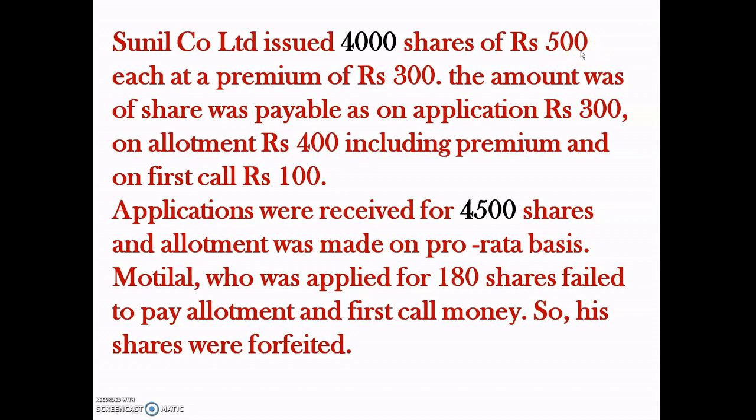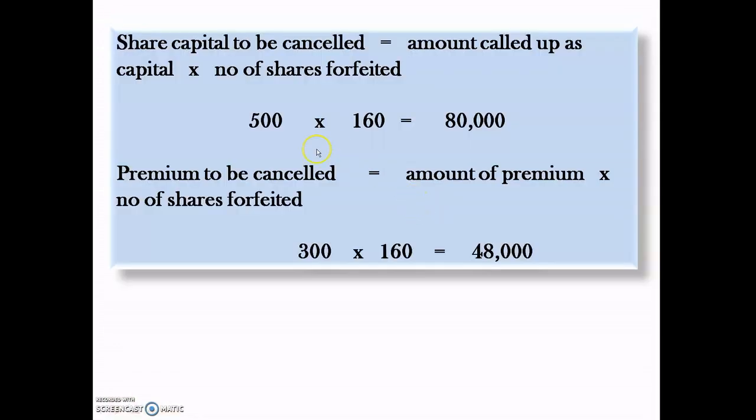Just I told you in previous practical problem that we have to take here this one face value multiply with number of shares forfeited. So here forfeited shares is 180. So see here, amount called up as capital, face value that is 500, multiply with number of shares forfeited, it will come 80,000. Next, premium to be cancelled. For that the formula is amount of premium, so here given amount of premium is 300 and number of shares forfeited, so it will come 48,000.